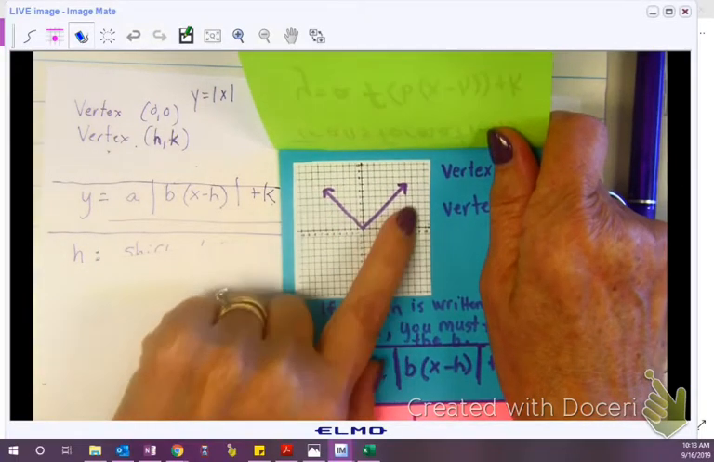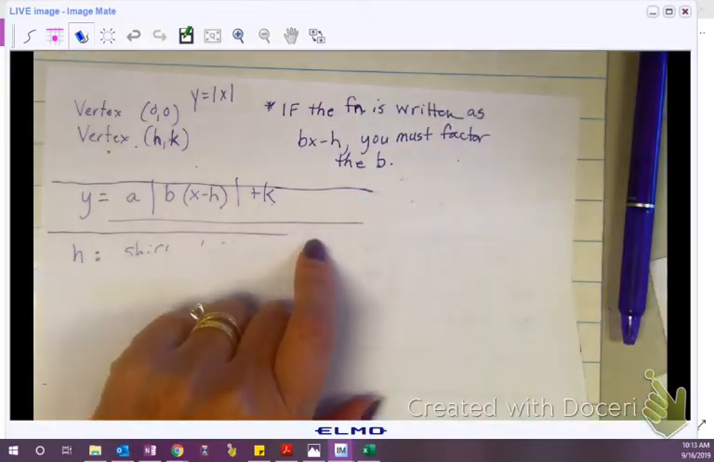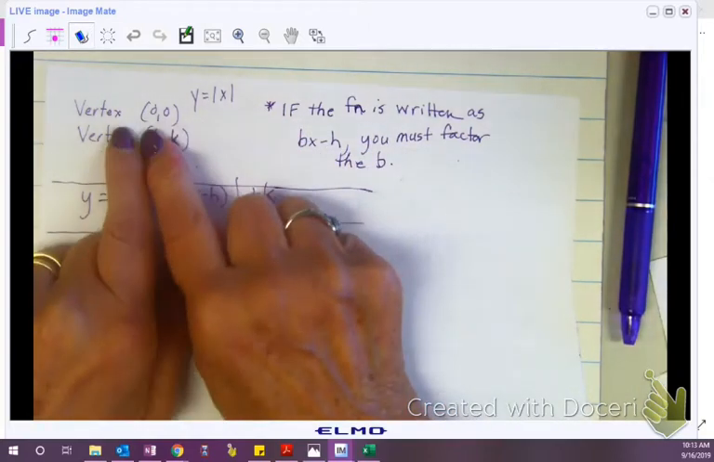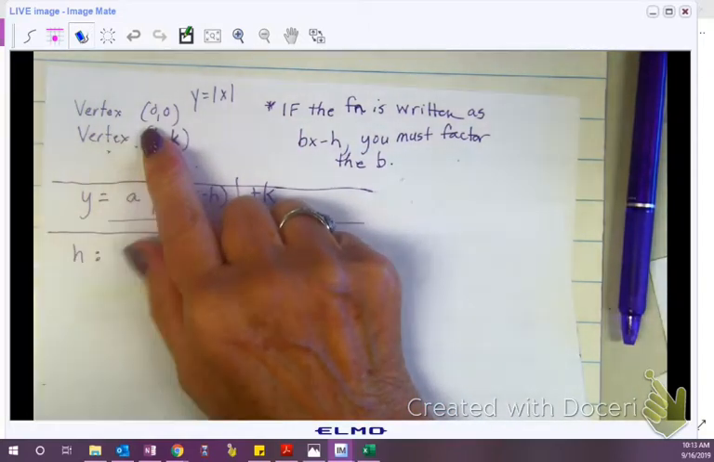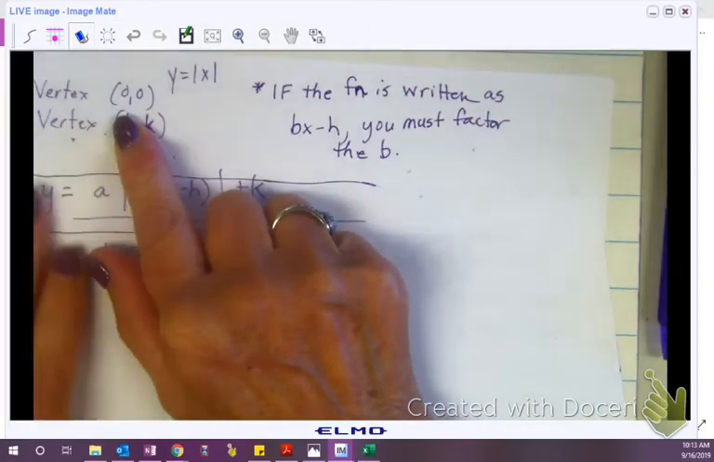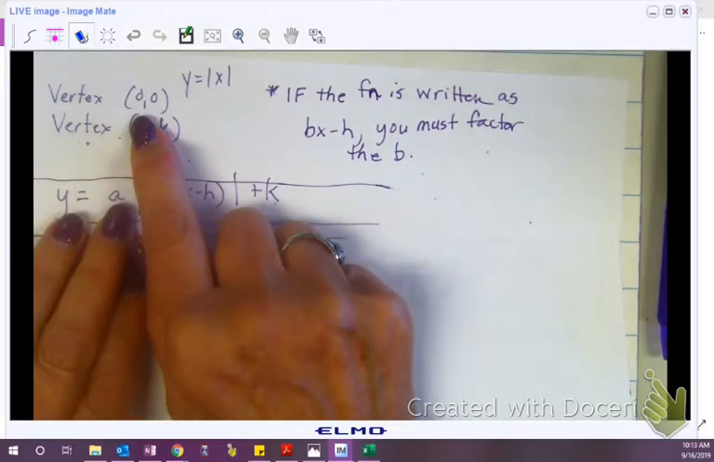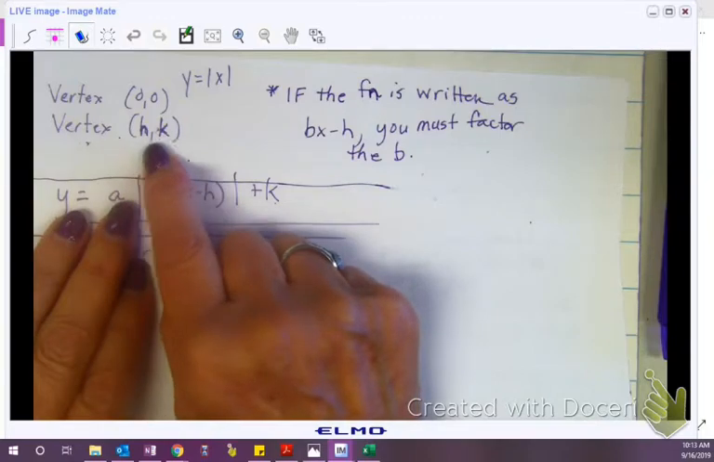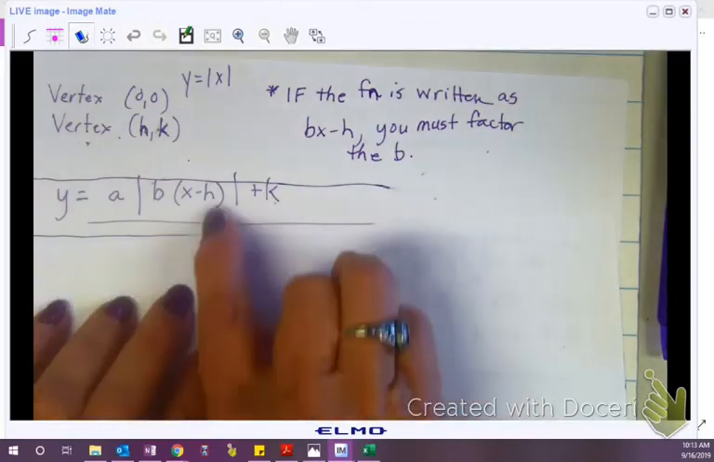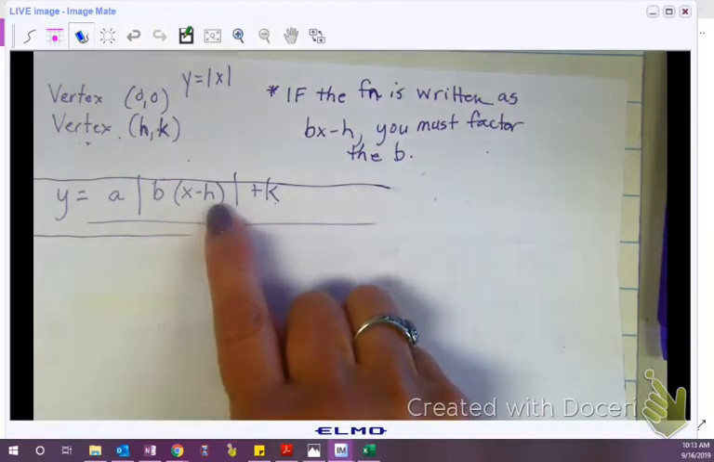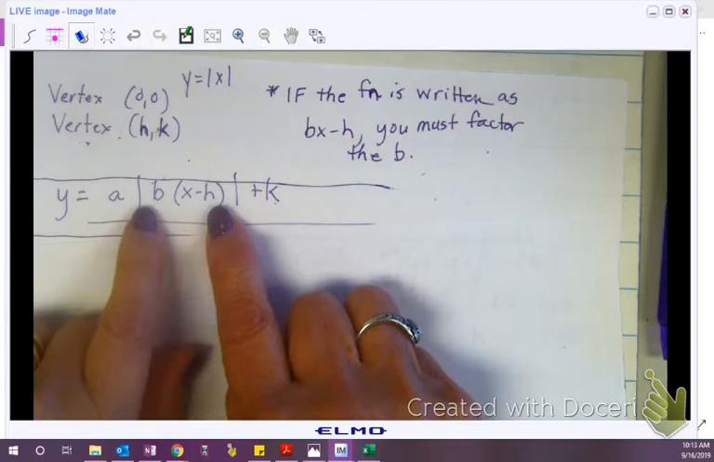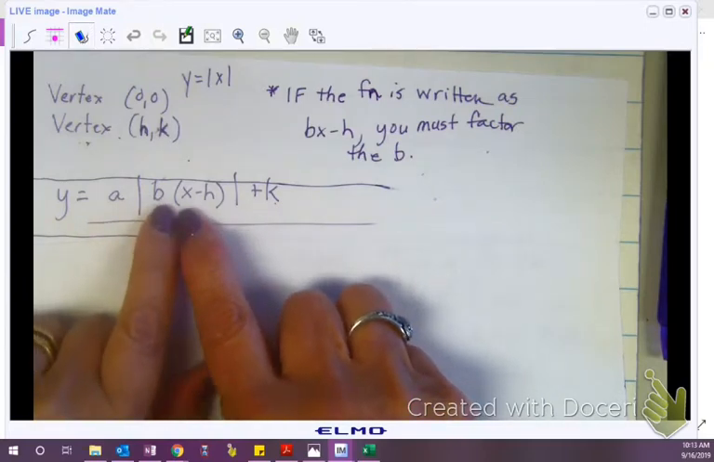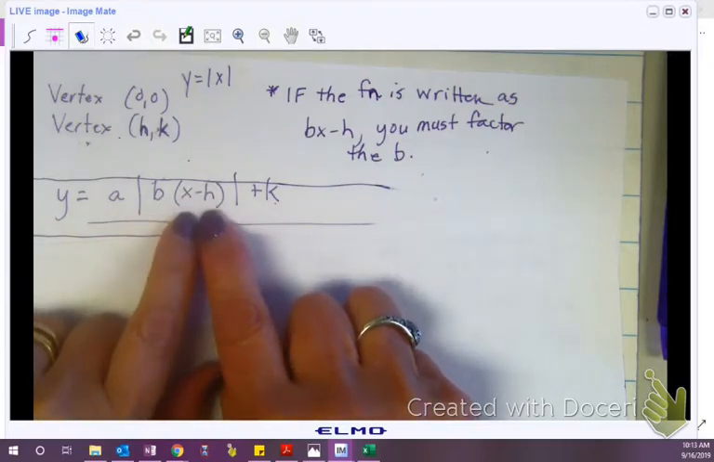So in addition to drawing this graph on your page, you need to write that the vertex of the parent function is 0, 0. But in general, the vertex is going to be h, comma, k. So the h and the k are going to come from this formula.